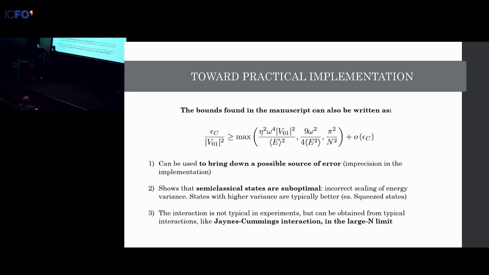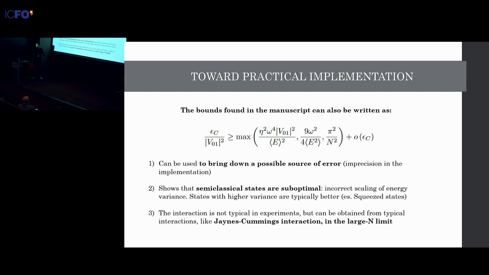So just a last slide after the conclusion, I want to mention this work is mainly theoretical, of course. How to go toward a practical implementation of this result? Because of course this is good in terms of resource theoretical approaches, but how close are these results to an application? The first thing that we notice is that this approach, if you manage to transfer it in technology, can help you bring down a possible source of error, the imprecision connected to gate implementation.